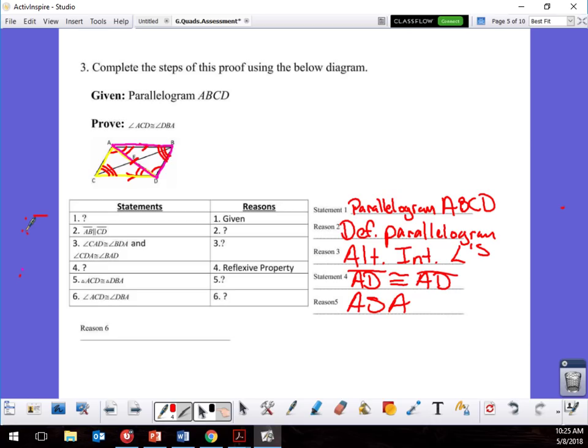Now, after we prove triangles are congruent, what can I always say? There you go. CPCTC, right? So what's the mnemonic for this? Chocolate, peanut butter, cinnamon, toast, crunch.